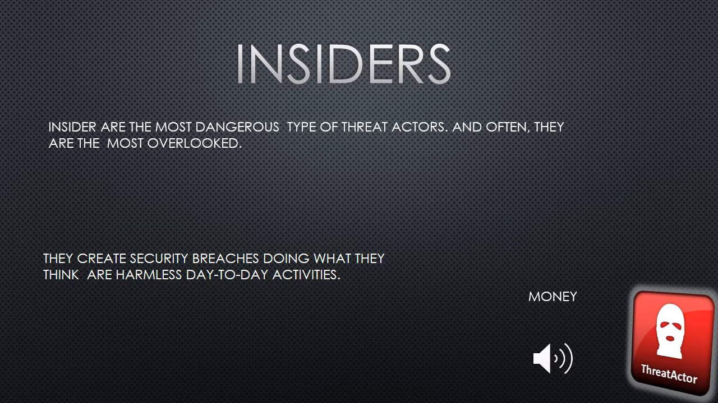Insiders are the most dangerous type of threat actors, and often they are also the most overlooked. Employees are the biggest threat to an organization, and they create security breaches doing what they think are harmless day-to-day activities. Sometimes you can have employees that are disgruntled. Sometimes you have employees that have vendettas, or hey, money's their motivator and they wanted to make more money. And unfortunately that year they didn't.